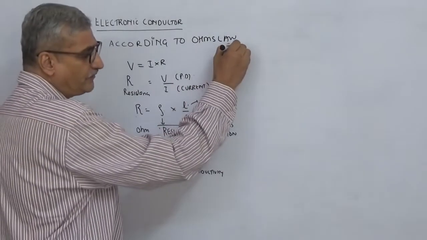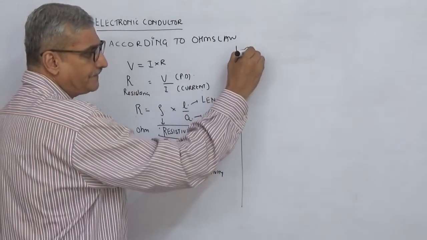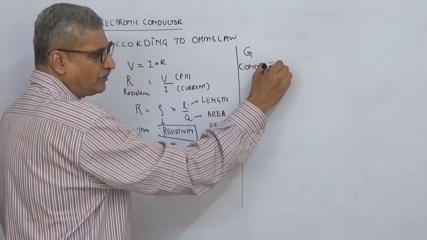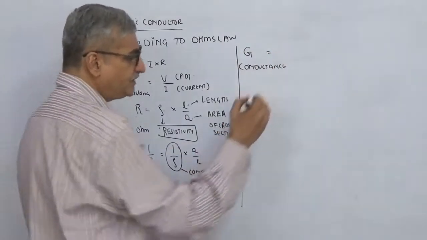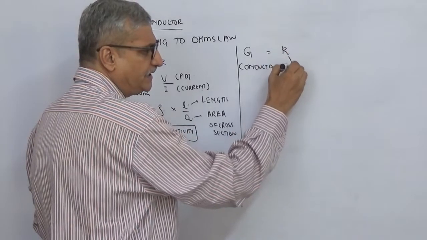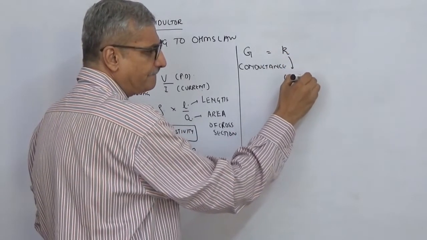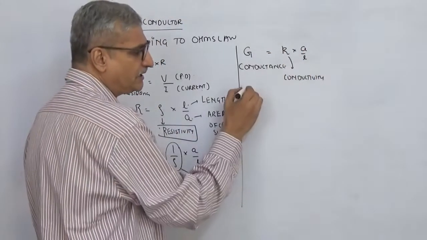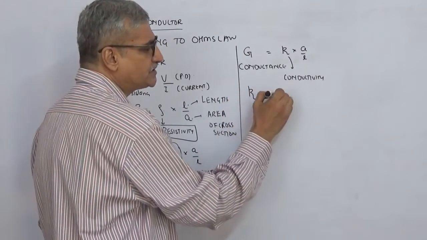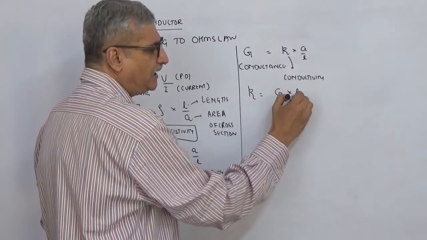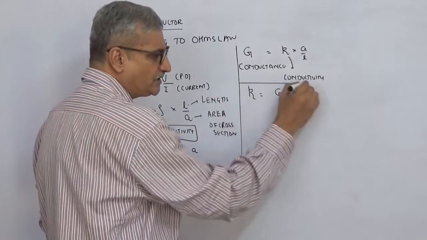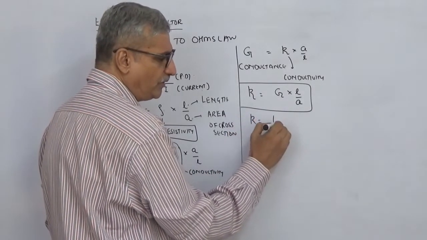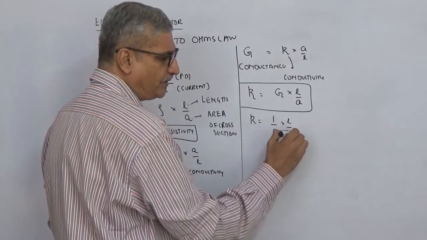So what is the equation you are getting for an electronic conductor? You get G. G is the conductance, which is the reciprocal of resistance, and that is equal to K. What is K? K is called conductivity into A by L. So what does your conductivity become? Conductivity becomes G, the conductance, into L upon A. So this is one equation you have got. What is the other equation you have got? K is also equal to 1 upon R into L upon A.